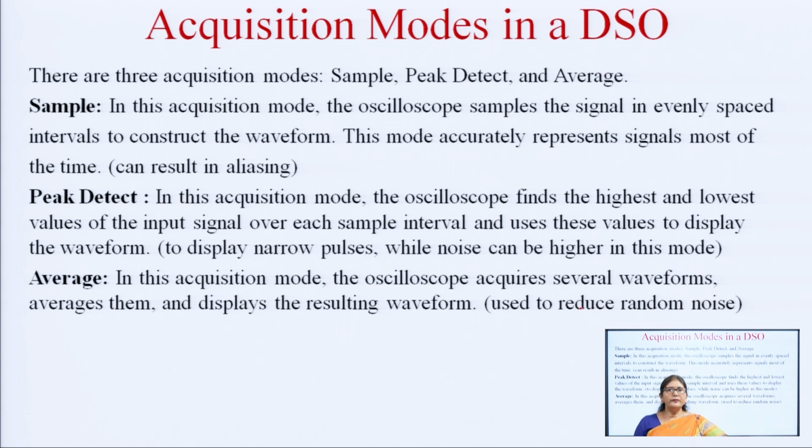Then the acquisition modes: sample, peak detector, and average mode. In sample mode, the oscilloscope samples the signal at evenly spaced intervals to construct the waveform. This mode accurately represents the signal most of the time. In peak detect mode, the oscilloscope finds only the highest and lowest values of the input voltage. In average mode, the CRO acquires several waveforms, averages them, and then displays the resultant waveform on the screen.